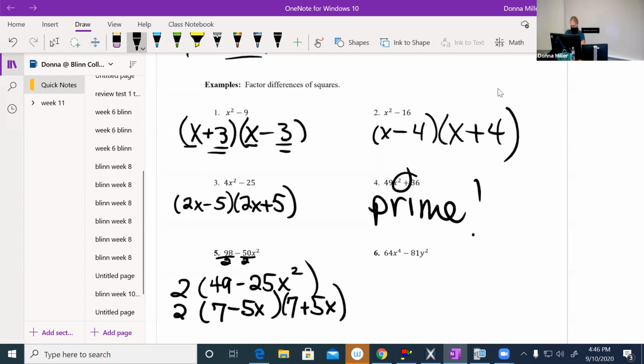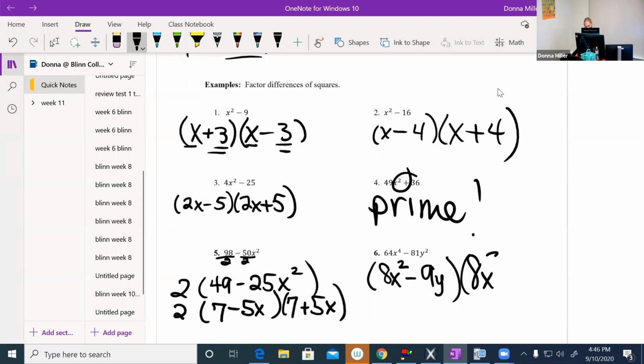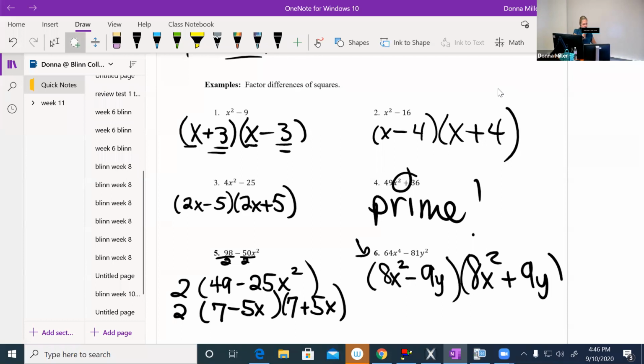All right, what about the next one? What's the square root of x to the 4th? It's x squared, because x squared times x squared is x to the 4th, right? And the square root of 81 would be 9y, and then we'll put a plus there. Sometimes, once you factor a difference, it might be a difference of perfect squares, but it's not, because it's not a perfect square, but it might happen if you factor twice.